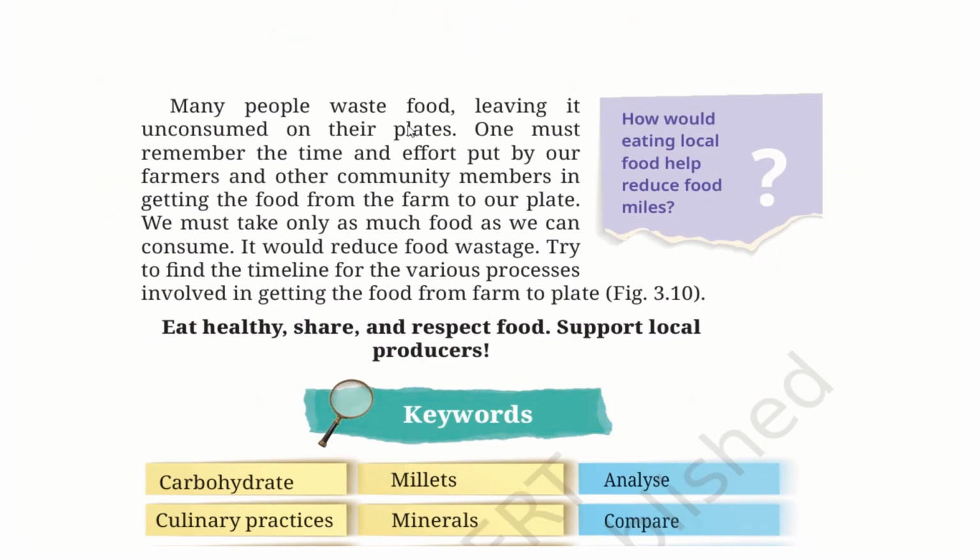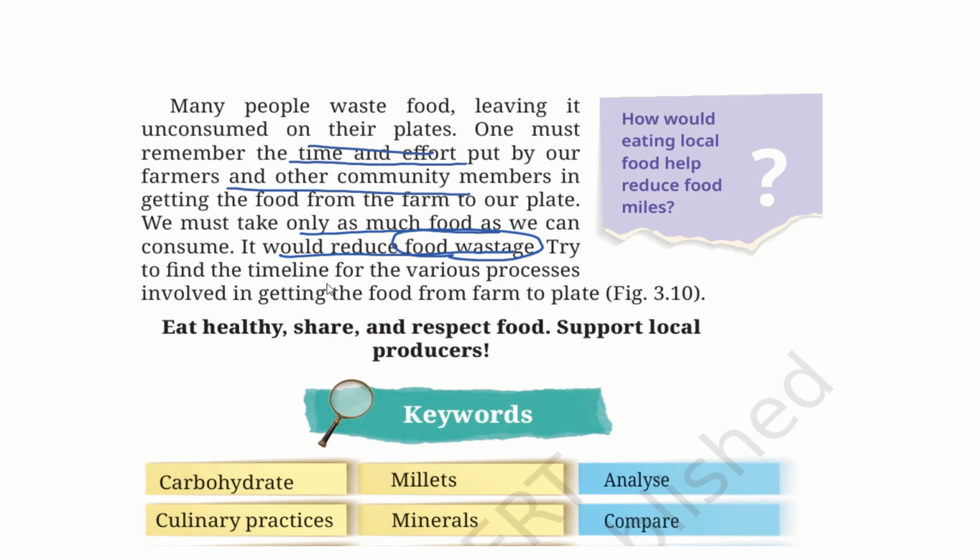Many people waste food, leaving it unconsumed on their plates, which is not good at all. One must remember the time and effort put in by our farmers and other community members to get the food from the farm to our plate. For example, nowadays we are ordering our food online. So many people are involved in this. So how can we waste our food, right? Cook only as much as you want. Getting the food from farm to our plate, we must take only as much food as we can consume, so it would reduce food wastage.